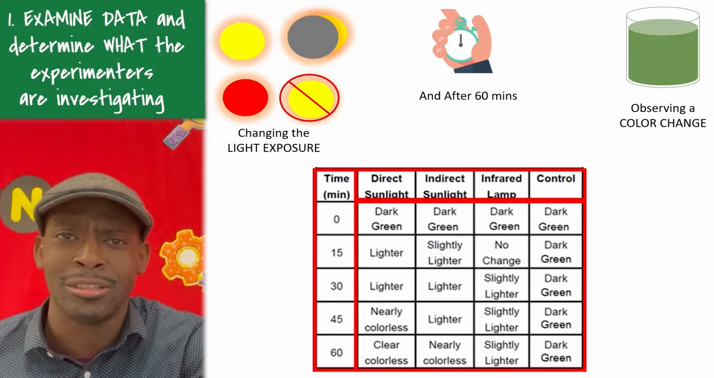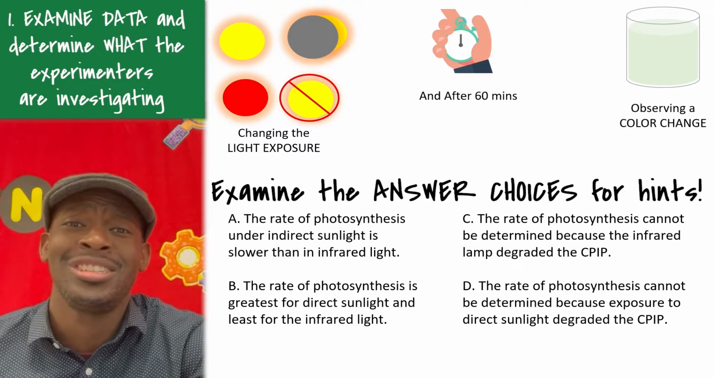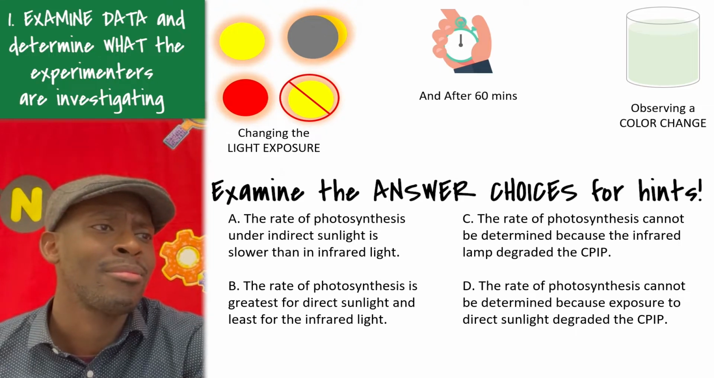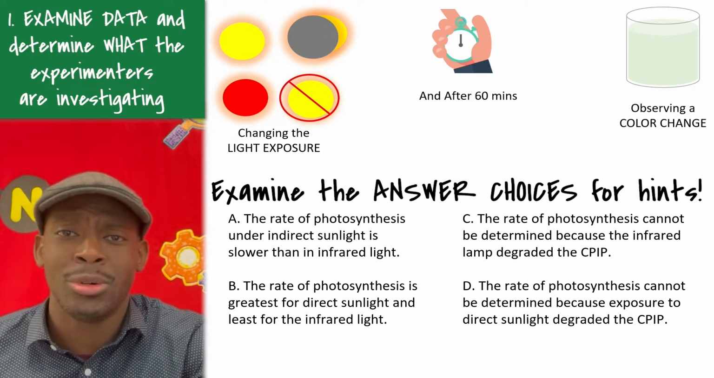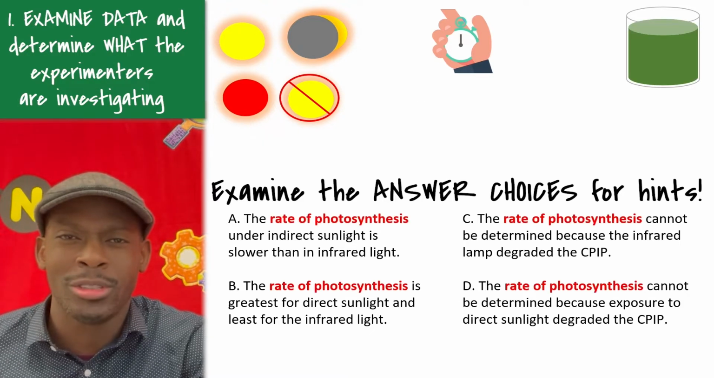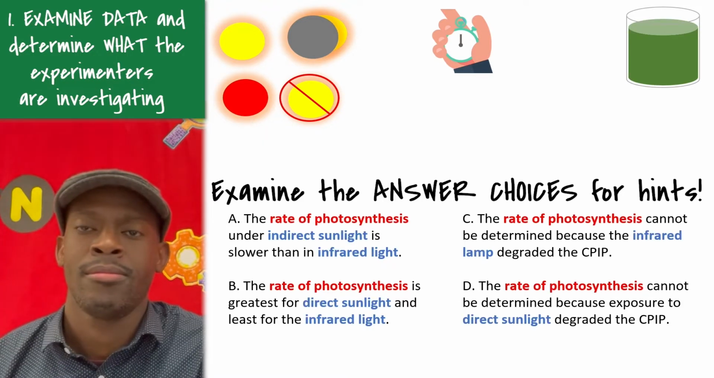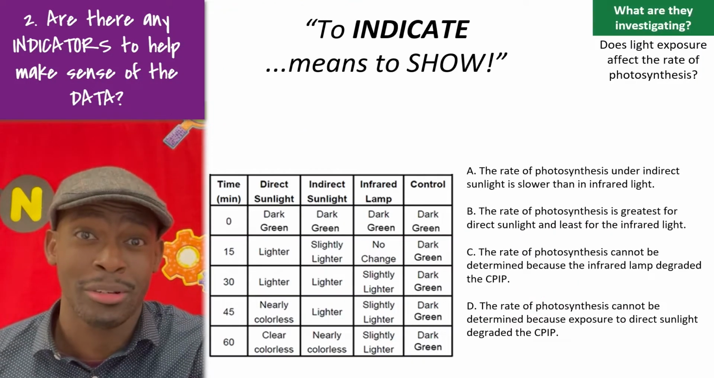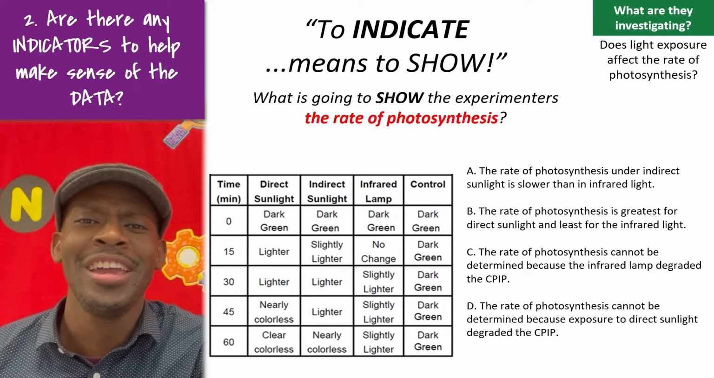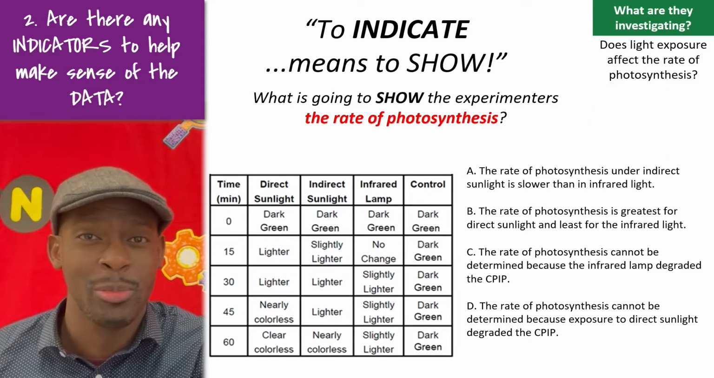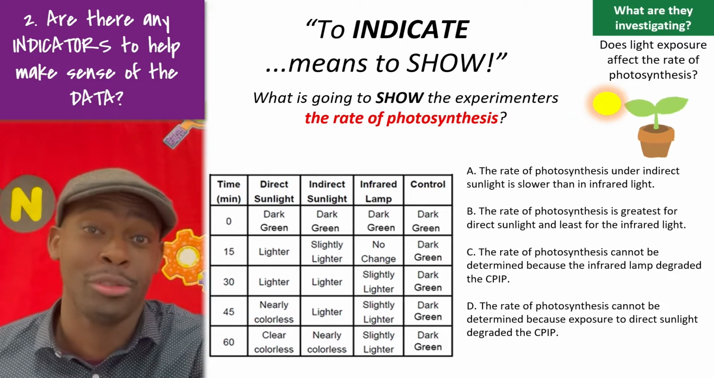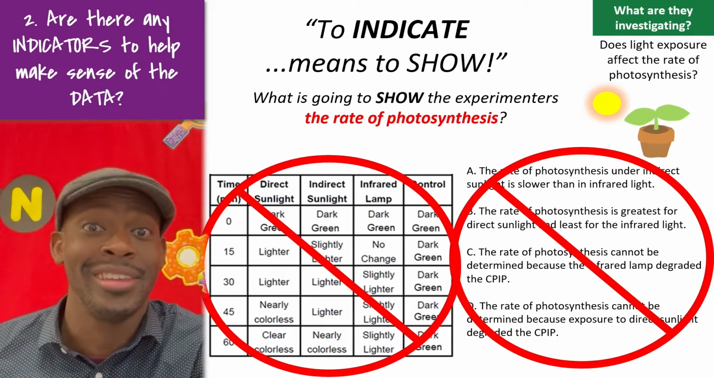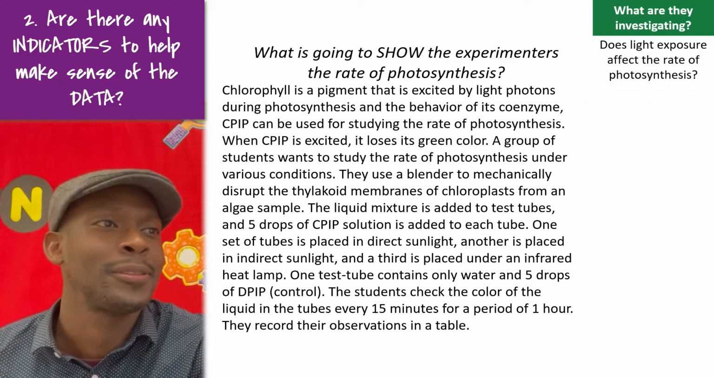Then I want to go to the answer choices and see if I can figure out what's going on here. So let's look. In all of these answer choices, it's about the rate of photosynthesis in a certain type of light. Next, I want to see if there are any indicators. To indicate means to show something, right? So I'm looking to see, is there anything that is going to help these experimenters determine the rate of photosynthesis? It's not clear in the data, nor is it clear in the answer choices. So we have to go to the passage.